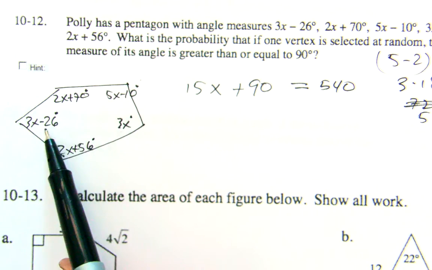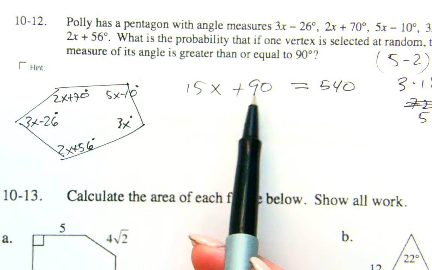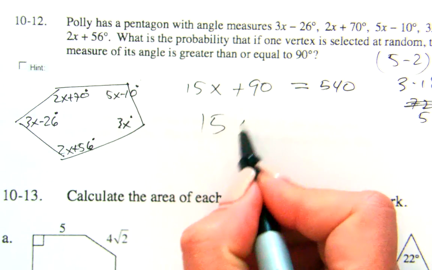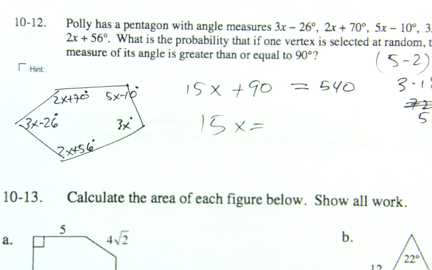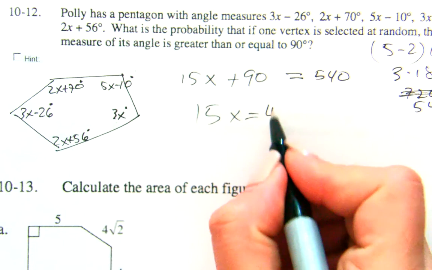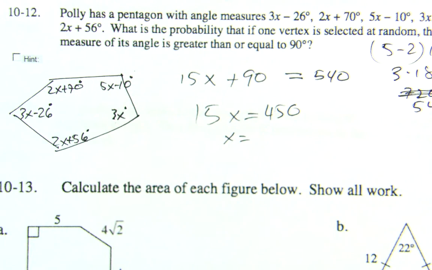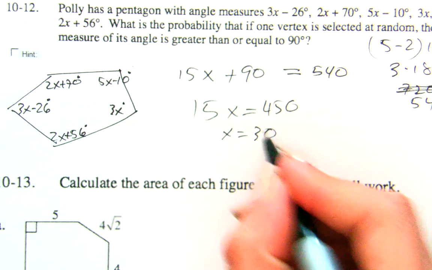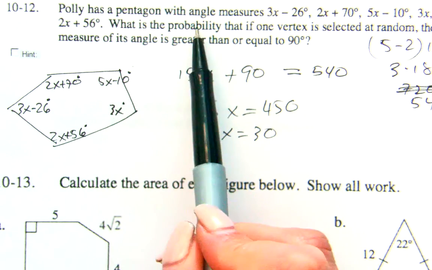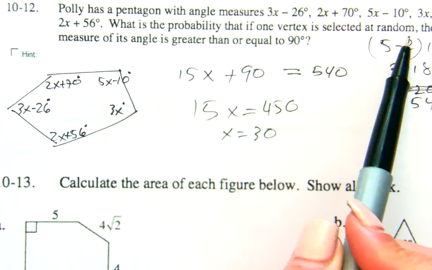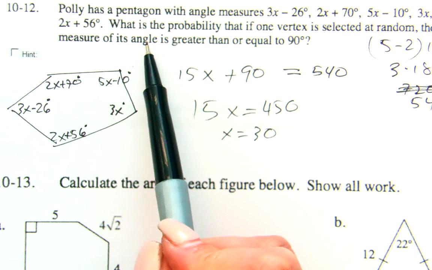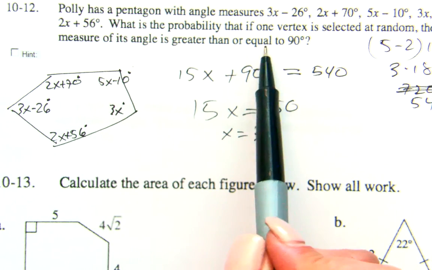Alright, so 70 minus 26 plus 56 minus 10 should be 90. So 15x is equal to 540 minus 90, which is 450. So x is going to equal, divided by 15, 30. Okay, hey, that makes it convenient. So what is the probability that if one vertex is selected at random, the measure of its angle is greater than or equal to 90?